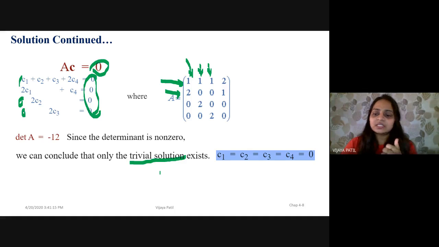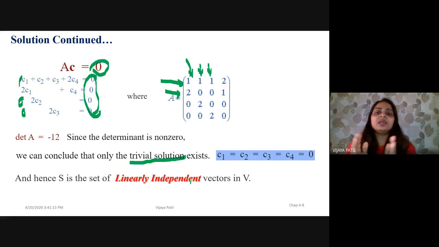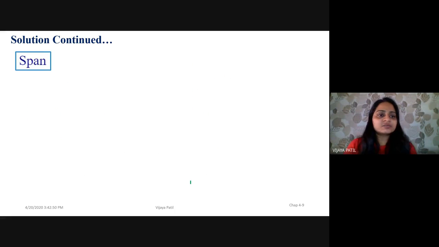If we get all four as zeros, that means S is a set of linearly independent vectors of V. What we have done: we have got 4 vectors in capital S. We have shown that those 4 vectors are linearly independent, and because those vectors are from the vector space V, we have got that S is a set of linearly independent vectors in V.